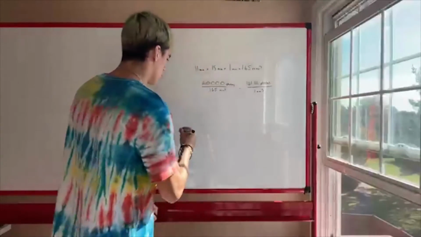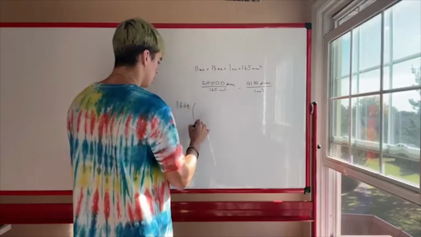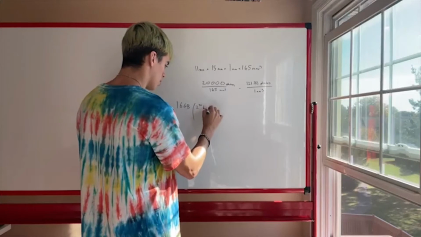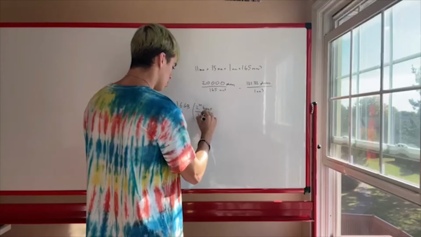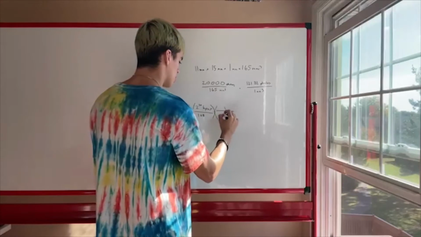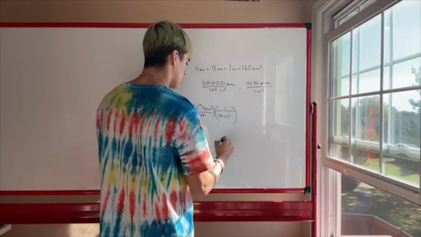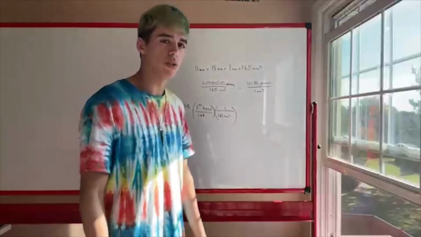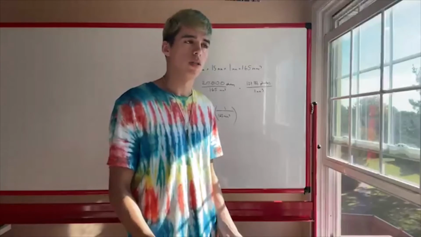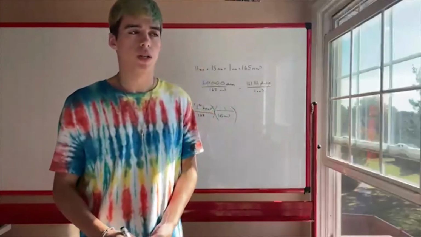All right, so we start off with 16 gigabytes, and there are 2 to the power of 30 bytes per 1 gigabyte. And then we know that that's how many bytes fit in our 165 millimeter cubed box. Okay, and then we can go into micrometers. Micrometers are smaller than millimeters, so we'll have 1,000 micrometers per 1 millimeter.